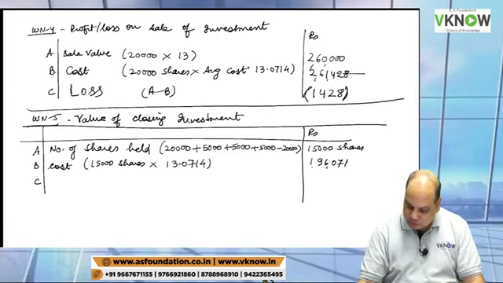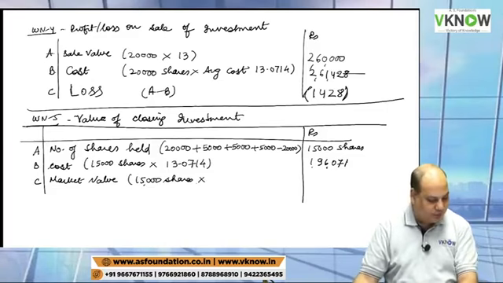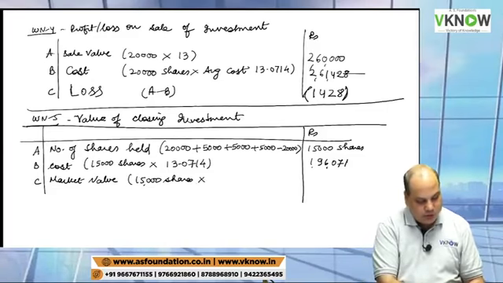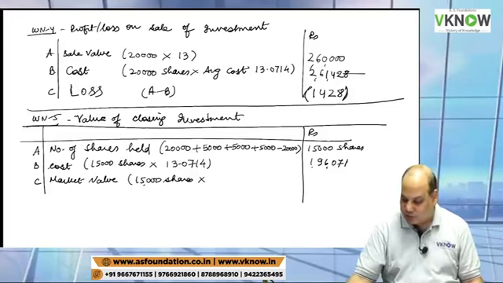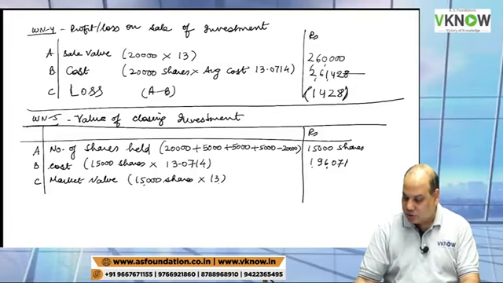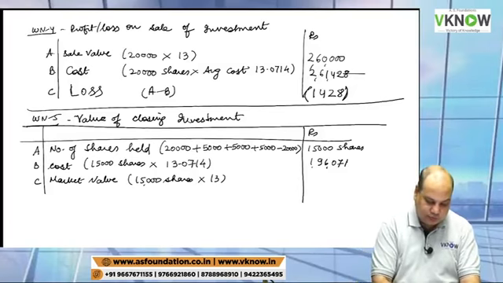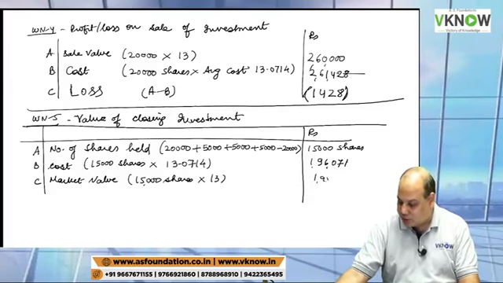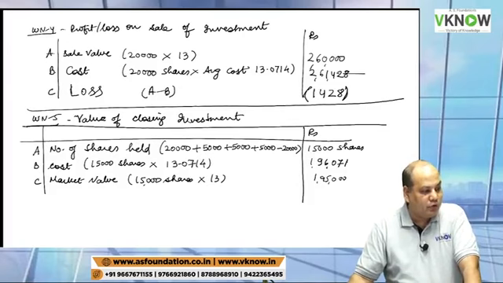196071. And market value. Market value, write down 15,000 shares into question. In the last line of the question they have given market price is 13. This time the market value is lower.